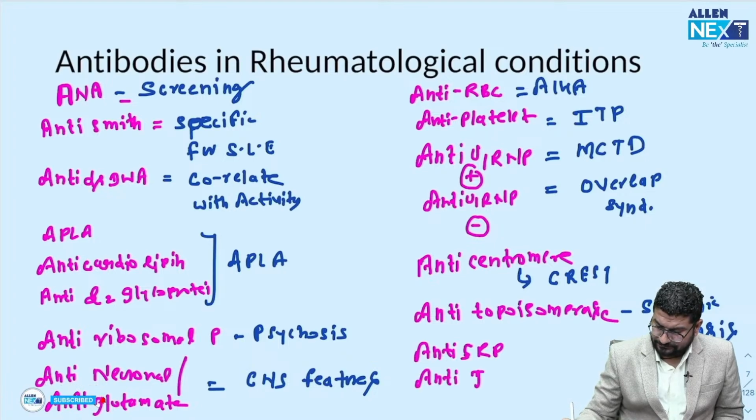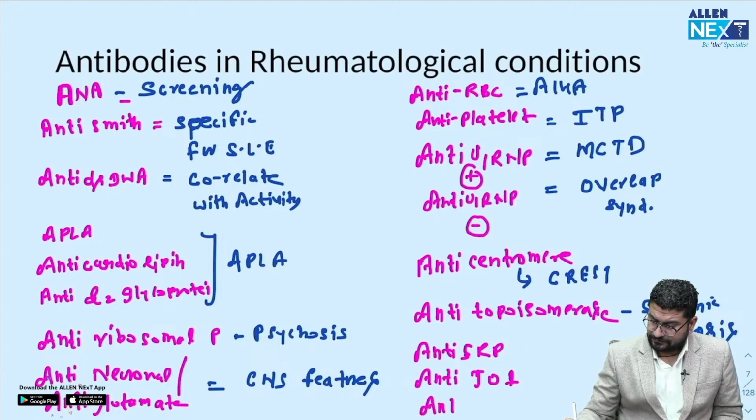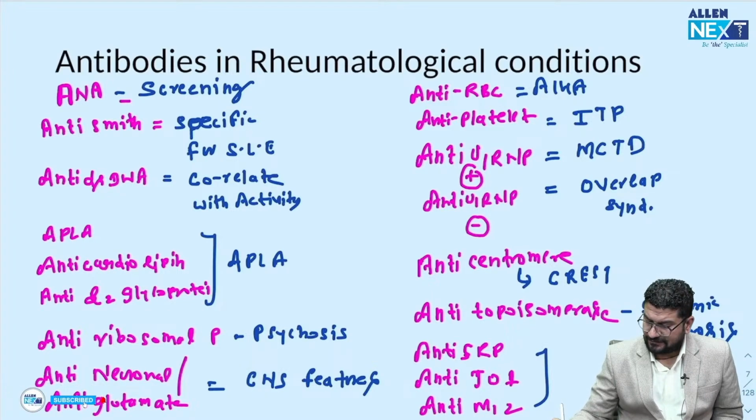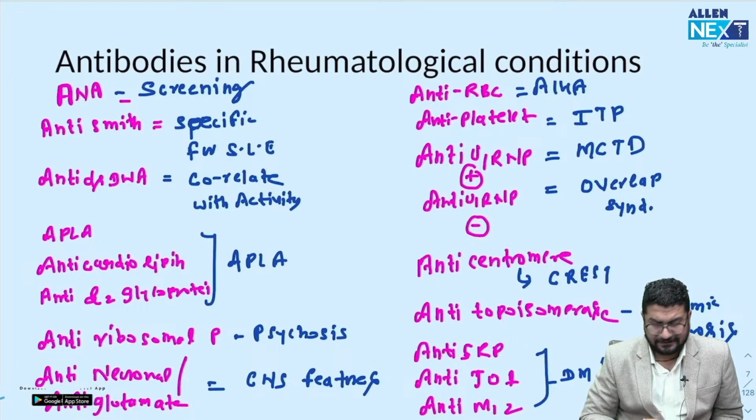Coming to the next antibodies, sometimes they can ask you anti-SRP, anti-Jo1, and we have anti-Mi2. These are the antibodies we see in inflammatory myopathies. So we have conditions like dermatomyositis and polymyositis. These are basically called inflammatory myopathies. So here we can see anti-SRP, anti-Jo1.